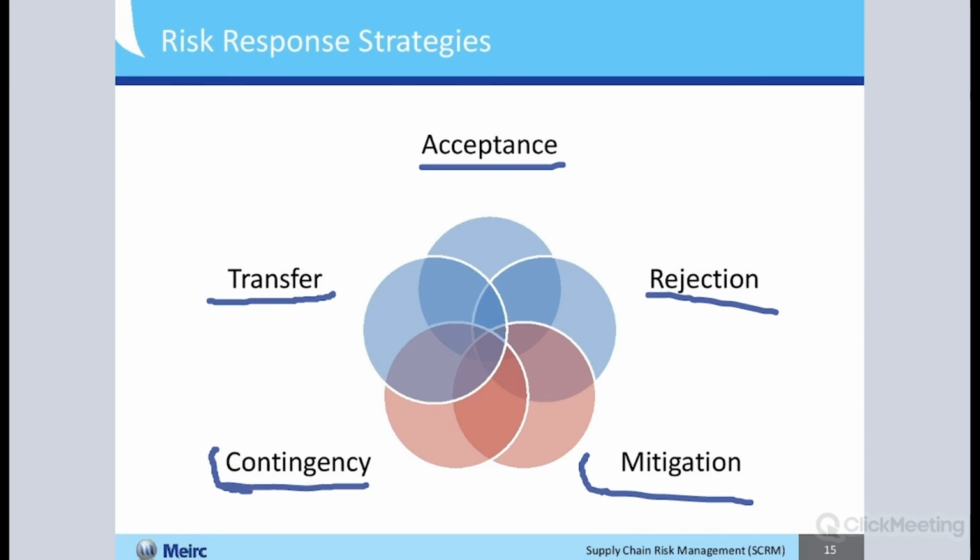That's okay. The problem happened. What are we going to do about it now? What's the plan B? I work with a supplier. If the supplier went bankrupt, so what do I do now? Contingency would be, well, you know what? I have a backup supplier for that specific item.